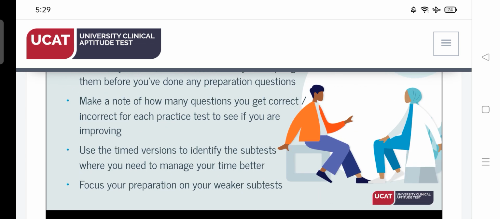Use the timed versions to identify the subtests where you need to manage your time better. Every question has a time limit, as I told you about it, and you have to manage this time, and you can manage it by practicing with practice test questions at home. Then you can have an idea of how much time you can spend solving a single question.